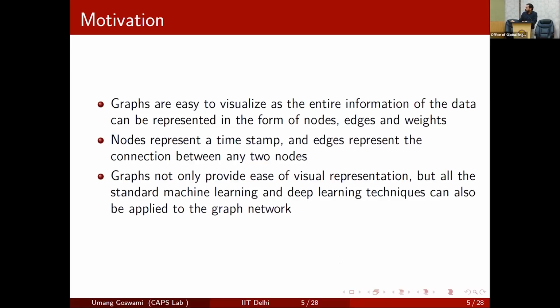Now, what is our motivation to shift towards graphs? Graphs provide us with ease of visualization. Whatever data sets we have, when we represent them in the form of a graph, we can store the entire information in the form of nodes, edges, and weights. A second point is that all the standard machine learning and deep learning techniques are very much applicable to graph systems as well. So we are not missing out on any of the traditional approaches.